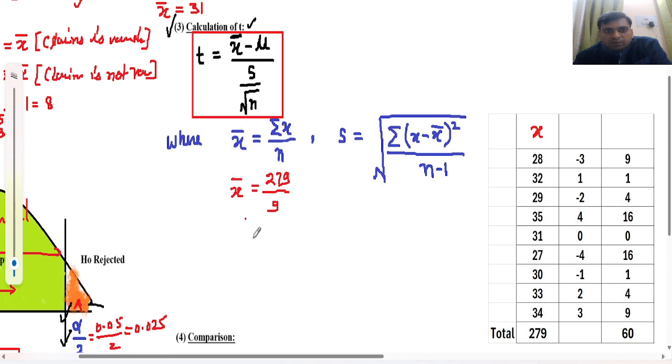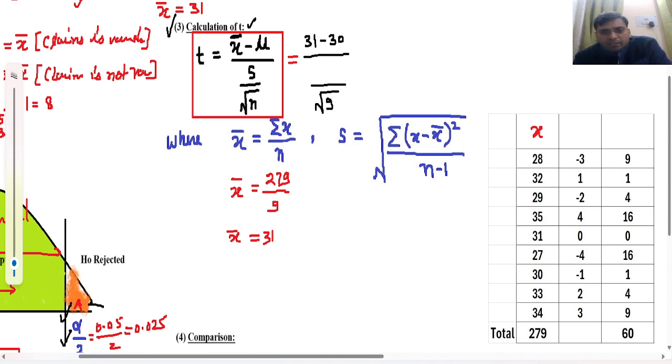So x bar equals 31, because the formula for t is x bar minus mu upon s upon root n. Now we need the calculation of s, because mu is already given as 30 and x bar is 31. We are putting in the values. So x bar equals 31, mu equals 30, this is the population mean. Now we need to calculate s, and divide by root n, where n equals 9.